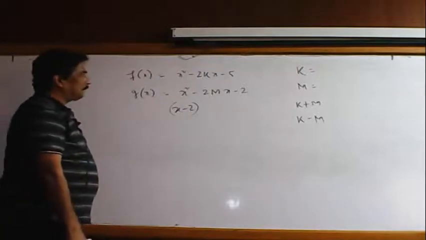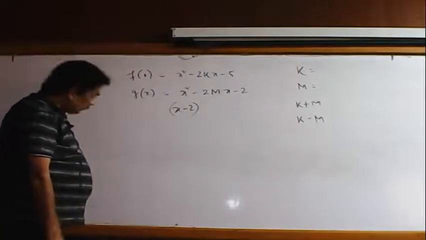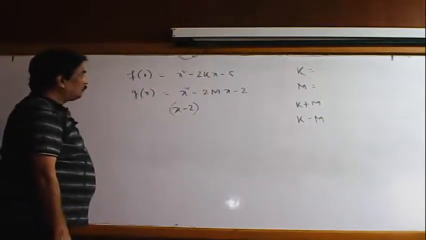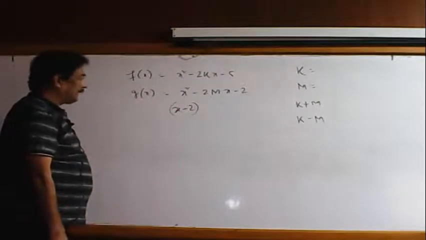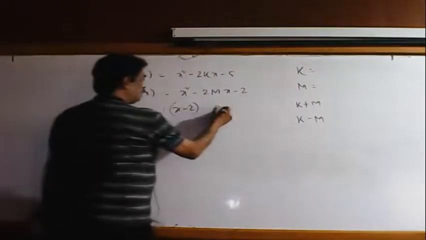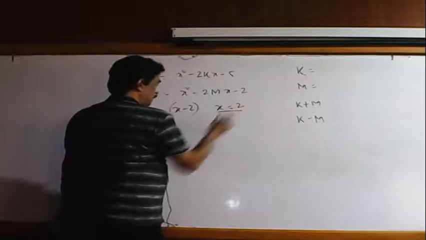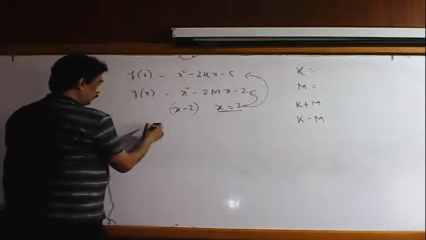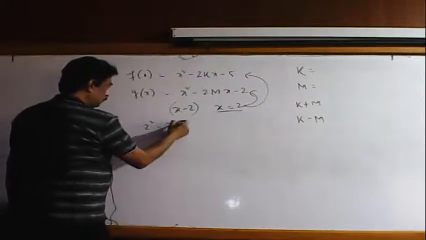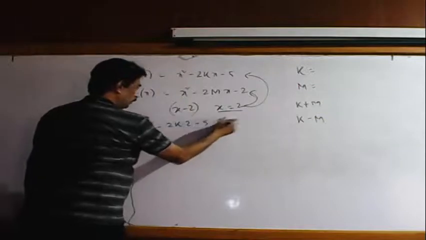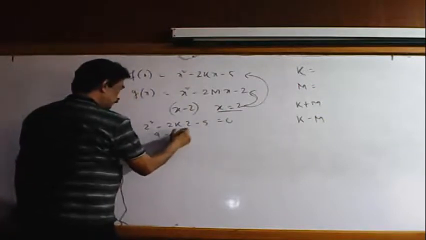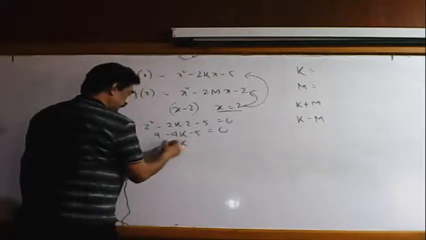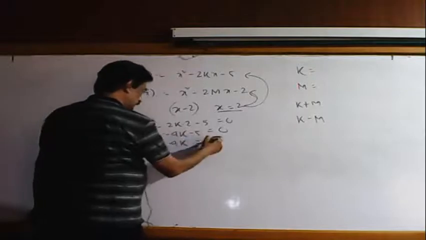f(x) = x square minus 2kx minus 5 and g(x) = x square minus 2mx minus 2. The two expressions have the common factor x minus 2. So if I put x equal to 2 in equation 1, the expression value becomes 0. If I put x equal to 2 in equation 2, the expression value becomes 0. Now, put x equal to 2: 2 square minus 2k into 2 minus 5, the result should be equal to 0. So 4 minus 4k minus 5 equal to 0. So minus 4k, the result is minus 1, so that is a plus 1.